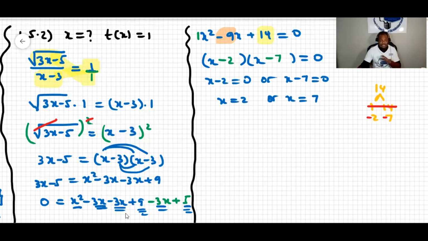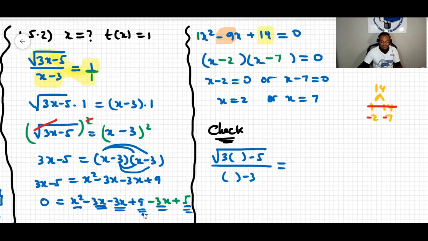Now, whenever we do these calculations, we can also check to see which one will make this expression valid. We're going to check the expression here. Which value of x will make the expression valid? Let's check. We have the square root of 3x minus 5, over x minus 3, equal to 1. Is that equal to 1?